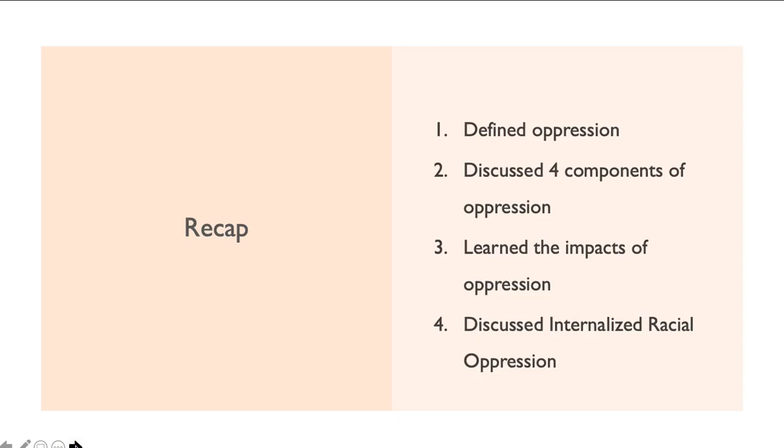So now, just to recap everything that we did today, thank you all again for listening up until this point. Today, we defined oppression, right? You all wrote down your own definitions, and then we also talked about what other definitions for oppression are. We discussed 4 components of oppression. We talked about the impacts of oppression and we saw them as well. And then we discussed internalized racial oppression. So now we're at that point to recap.